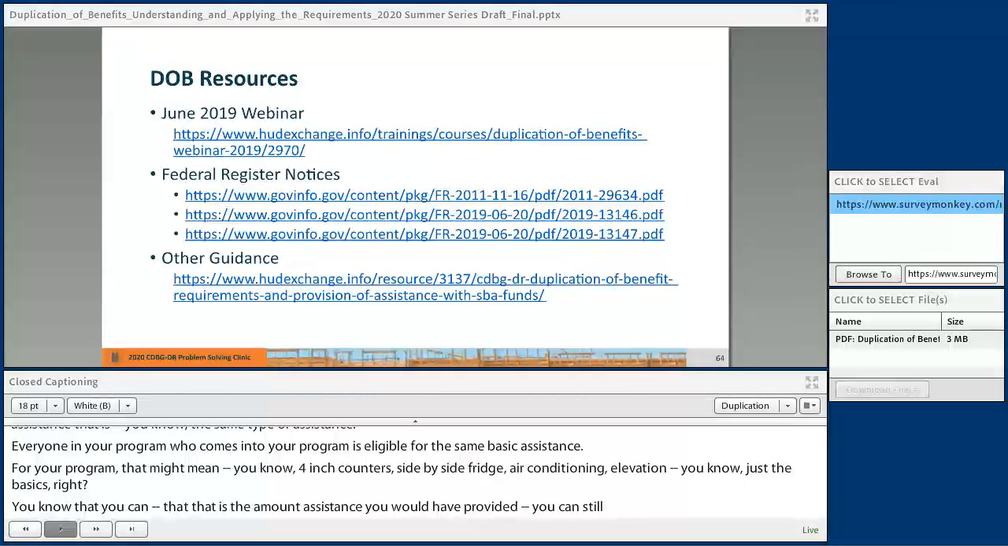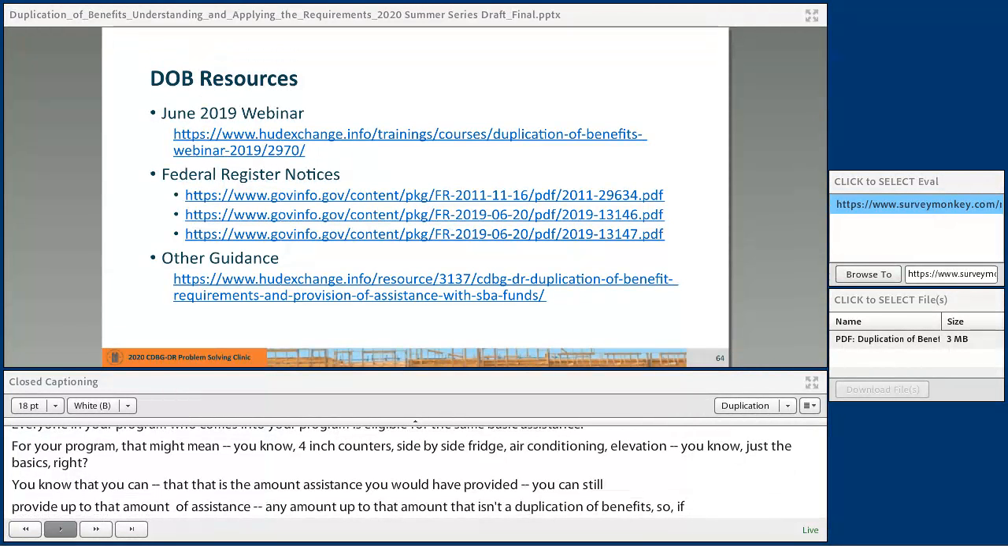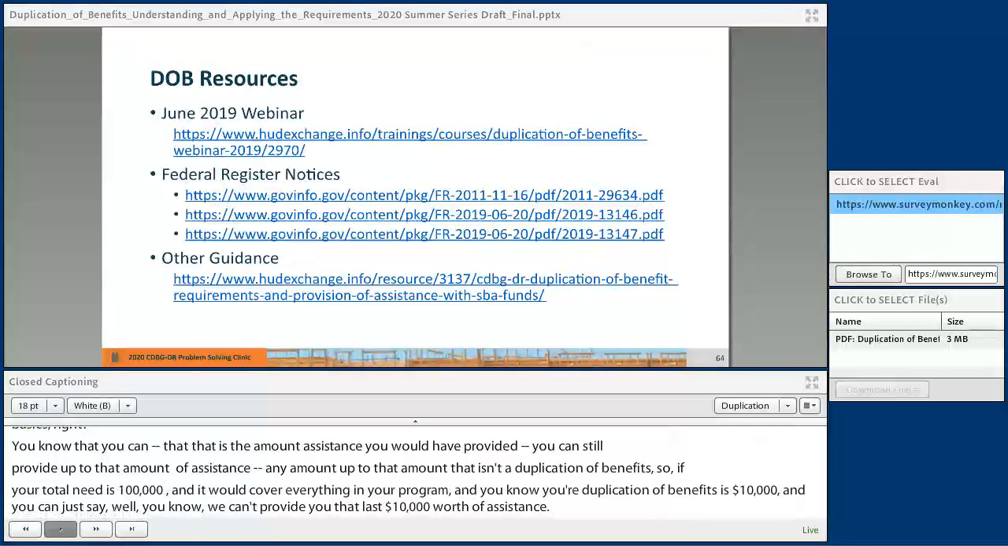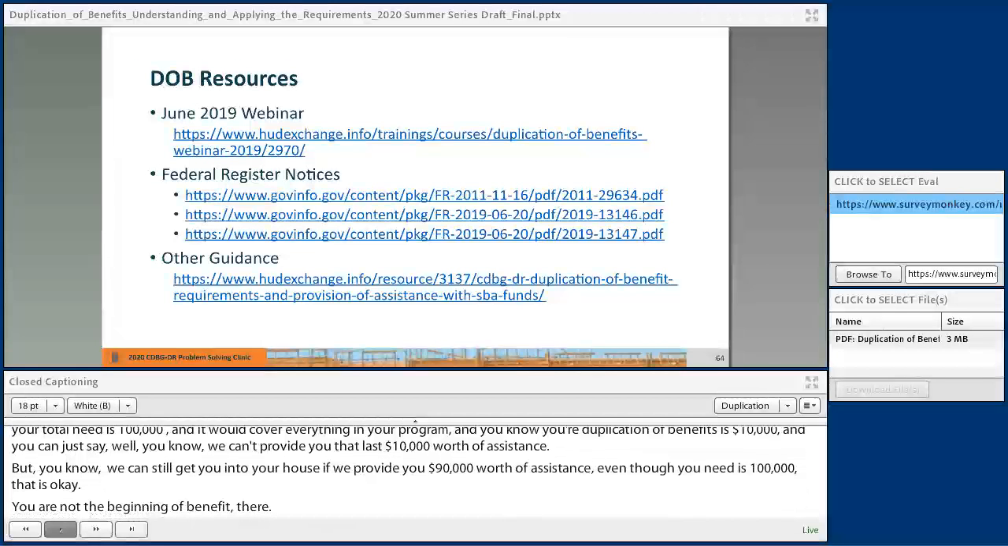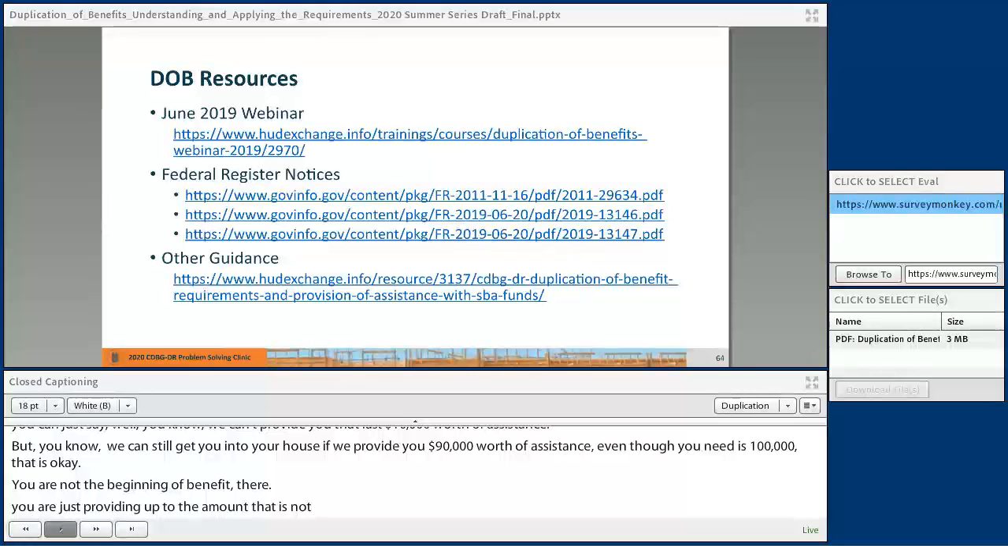So if your total need is $100,000 and it would cover everything in your program, and your duplication of benefits is $10,000, you can just say, well, we can't provide you that last $10,000 worth of assistance, but we can still get you into your house if we provide you $90,000 worth of assistance, even though your need is $100,000. That's okay. You're not duplicating a benefit there. You're just providing up to the amount that's non-duplicative, even though had they avoided the DOB and used their FEMA assistance, for example, for the purpose it was intended, they could have been entitled to a larger amount. So that's the premise there, and I hope, John, I've answered your question.